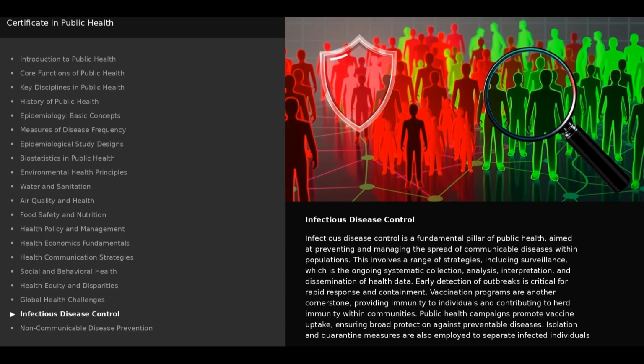Vaccination programs are another cornerstone, providing immunity to individuals and contributing to herd immunity within communities. Public health campaigns promote vaccine uptake, ensuring broad protection against preventable diseases. Isolation and quarantine measures are also employed to separate infected individuals or those exposed to pathogens, thereby limiting further transmission. These interventions are crucial for protecting public health from microbial threats. They require constant vigilance and adaptation.